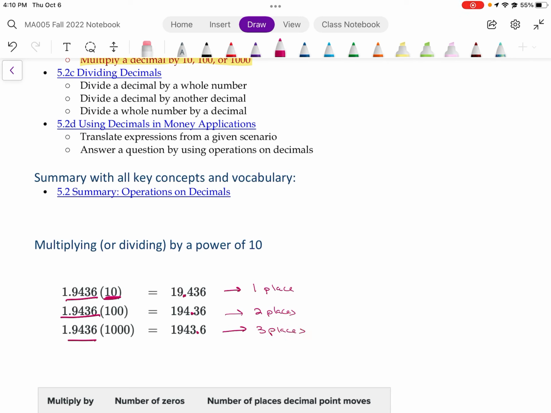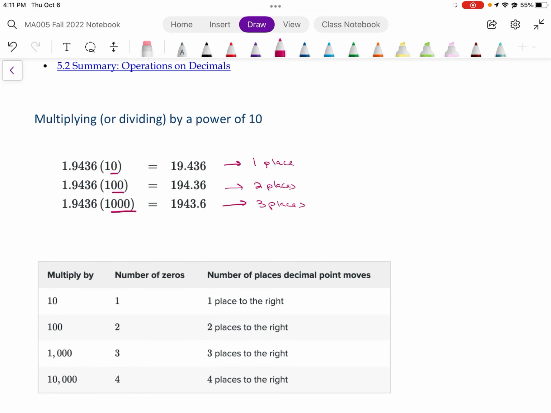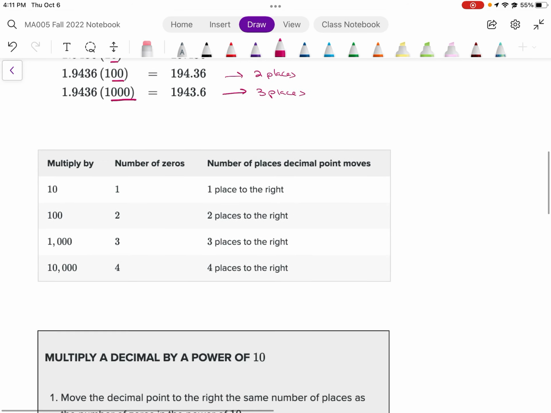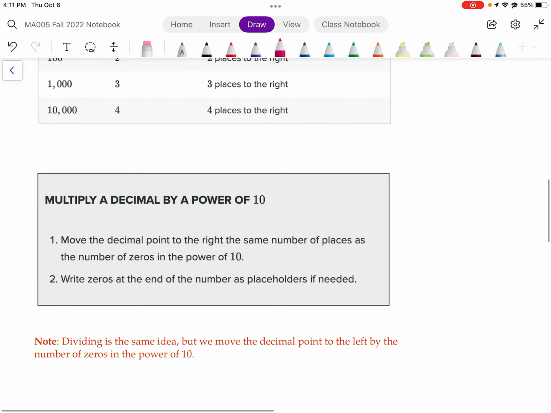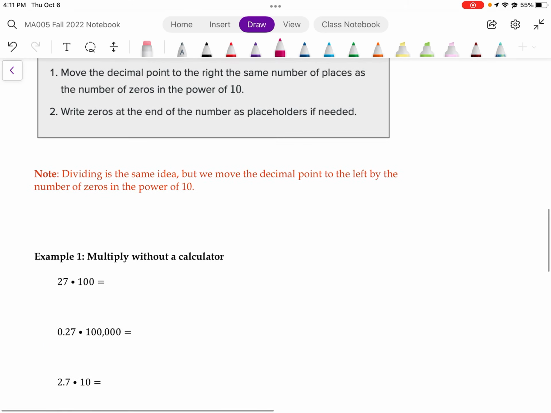What does that have to do with anything? Well, look how many zeros there are in each number. The first one, it moved right 1 place, and there is 1 zero in 10. 2 places, there are 2 zeros in 100. 3 places, there are 3 zeros in 1,000. That's what we're going to practice. Dividing is the same idea, but we move the decimal point to the left by the number of zeros in the power of 10. The book doesn't go into that too much, and I wanted to make sure it was really clear.